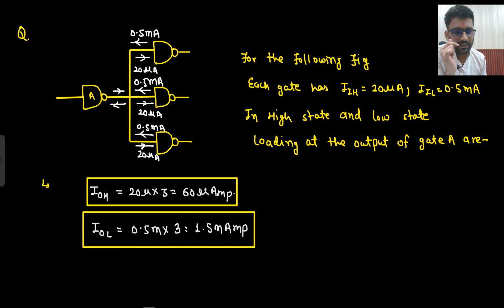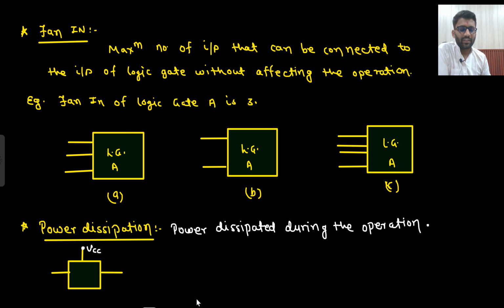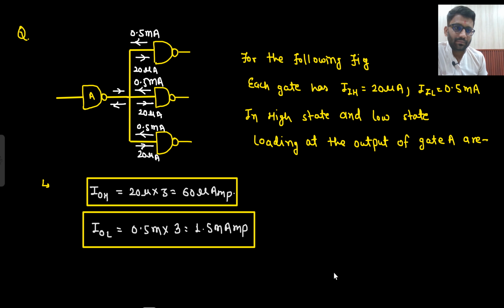Okay. Let's see the next specification. Not specification, I should say characteristics, because fan out is not a specification. The specification is IOH max. This will be written in the data sheet, that maximum current it can take or deliver. But fan out will not be written, because fan out could be different, right? If I connect some other logic gate, it could be different. Let's just say this logic gate was taking only 10 microampere. So if I was taking only 10 microampere and this was delivering 60 microampere, that means I could have connected how many devices there? I could have connected 6 devices there, right?